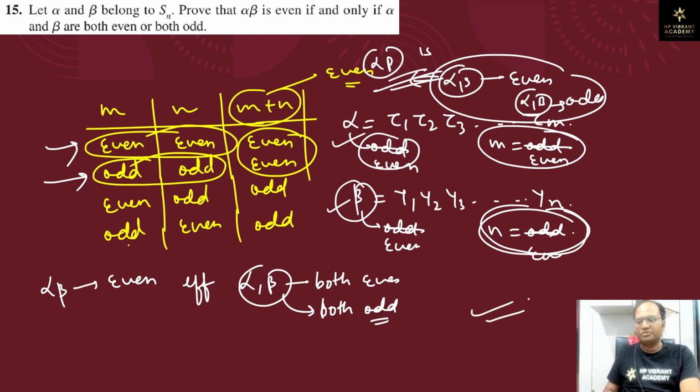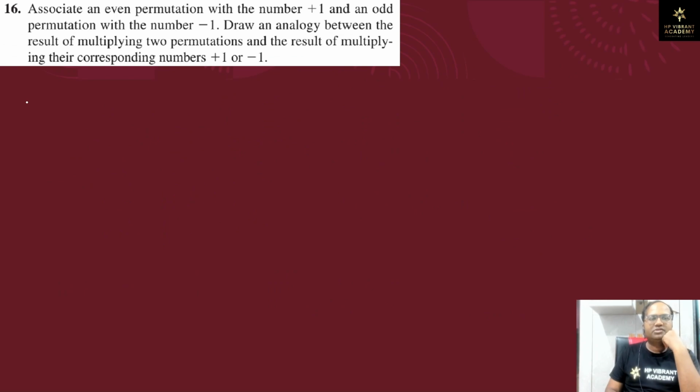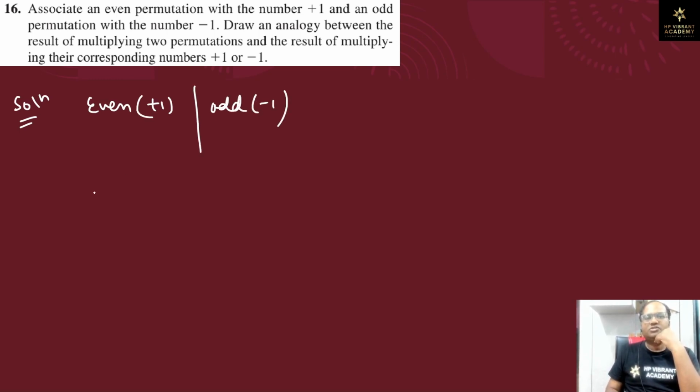चलो ओके, सो लेट अस डिस्कस क्वेश्चन नंबर 16। So we have associate an even permutation with +1 and odd permutation with -1। ठीक है, तो इवन परमुटेशन को किससे एसोसिएट किया गया, +1 से, और ऑड परमुटेशन को -1 से। Draw an analogy between result of multiplying two permutations and result of multiplying their corresponding numbers.